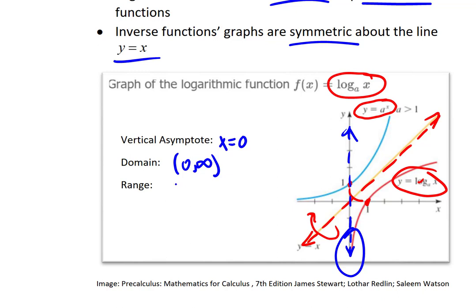The range, though, of a logarithmic graph would be all real numbers, negative infinity to positive infinity, and actually that's consistent with what we were expecting. With inverse functions, their domains and ranges are switched, and if you look back at the domain and range of an exponential function, you'll find that these are opposite for log graphs. So at least that's consistent with what we might be expecting.